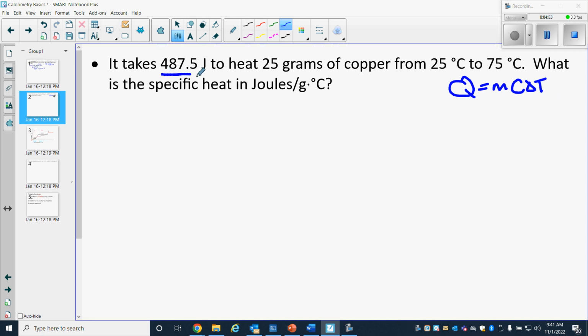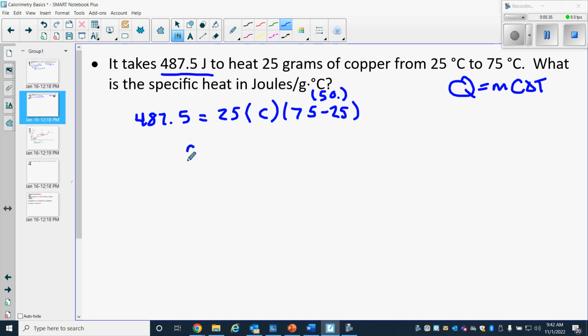It gave us our joules, which is our Q, so the 487.5. It told us our mass was 25 grams. We don't know specific heat, that's what we're solving for. And then our change in temperature, it went from 25 to 75. So you can do the 75 minus 25, or you can go ahead and say, well, that's going to be 50. One thing to note is we know that ones place, so this would still be the 2 sig figs.